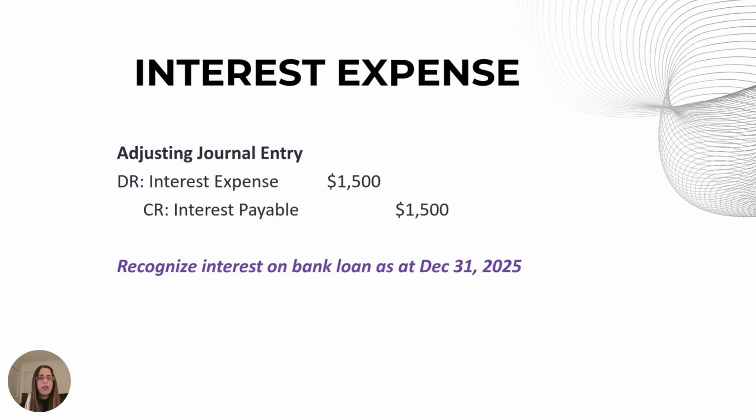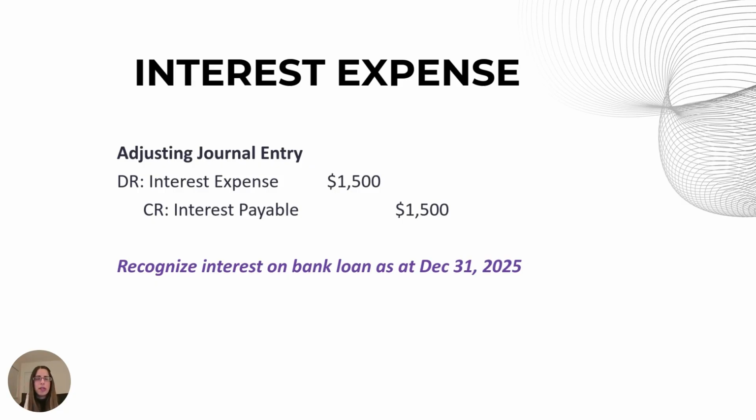Our adjusting journal entry will be a debit to interest expense of 1,500 and credit interest payable of 1,500. And then just have an explanation that says we're recognizing interest on the bank loan as at December 31st, 2025. Now, this is one example of an accrual, where an accrued expense can include any type of expense that has been incurred but hasn't been paid for at the end of the accounting period.